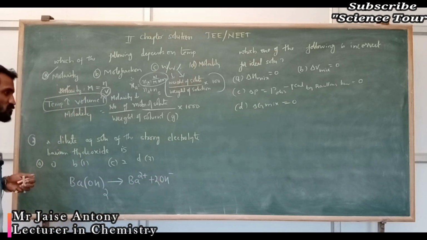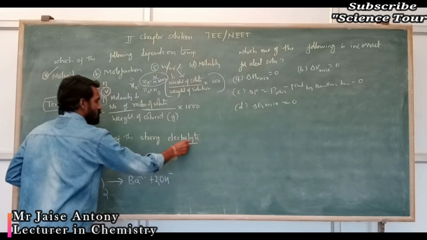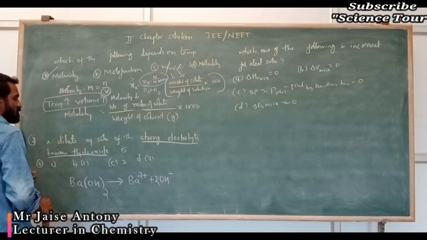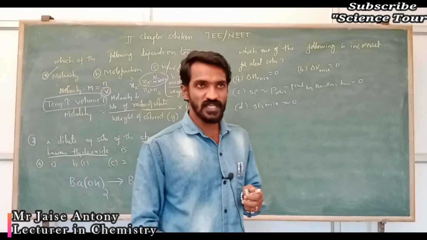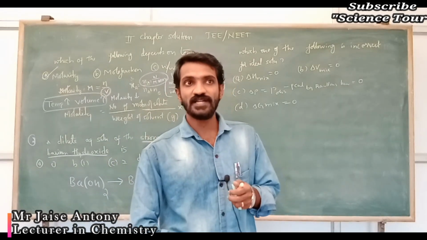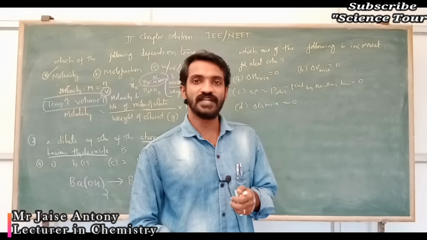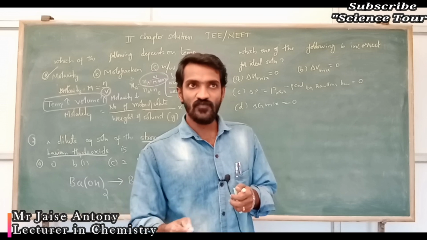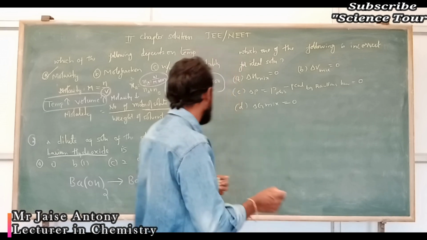So you have to count the number of ions formed during dissociation of the strong electrolyte barium hydroxide. It is nothing but the i factor, also called the Van't Hoff factor, the number of solid particles dissolved in a particular solvent. You studied it. Correct? That means how many solid particles are formed, that is nothing but i.